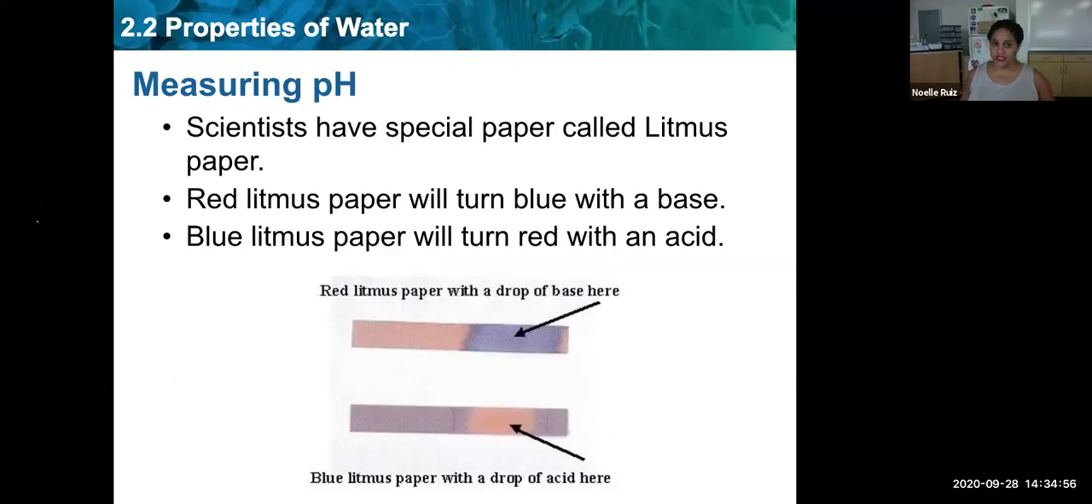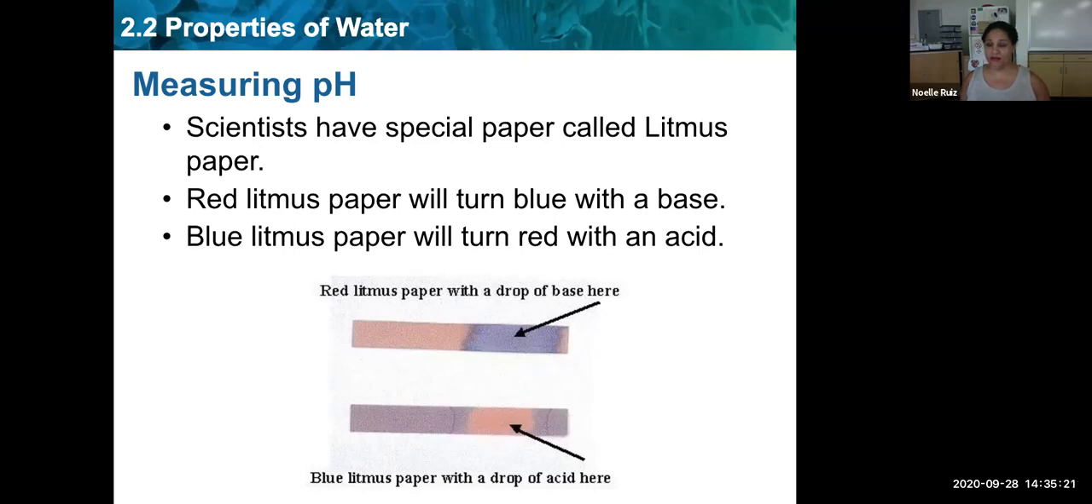Measuring pH. Scientists have special paper called litmus paper. I actually have litmus paper in the classroom, and if we were in class, we would be playing with it. So hopefully when we get back, we'll be able to play with it. There's red litmus paper and blue litmus paper. And they change colors. They're called indicators. They will indicate either an acid or a base.